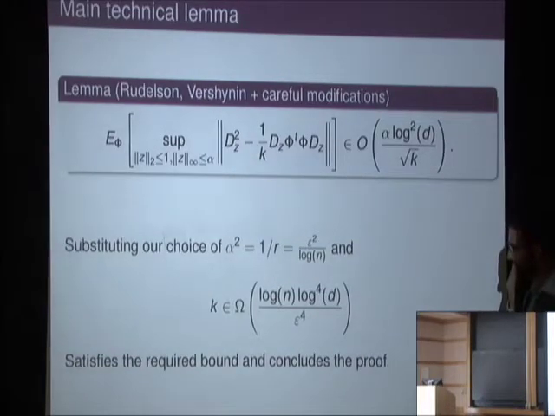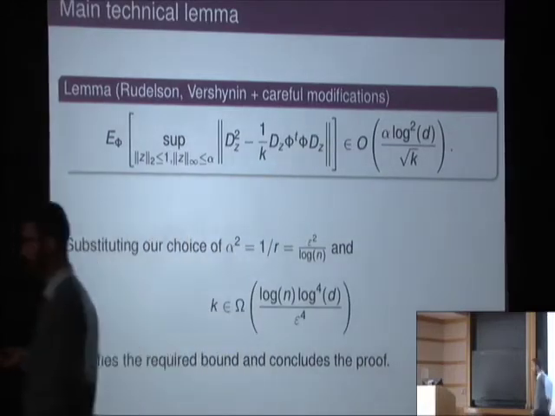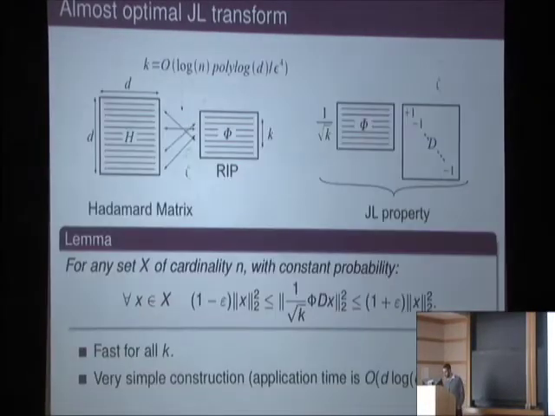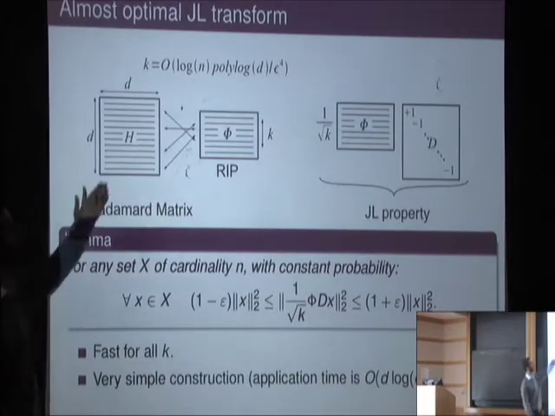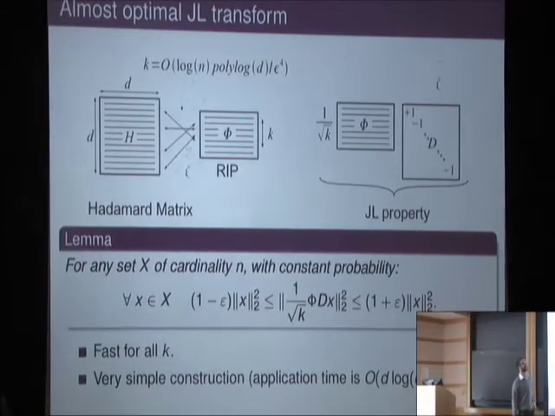And it shows that this construction has the RIP property. So I basically choose this phi matrix by subsampling a Hadamard matrix and diagonalizing, and running through this again.